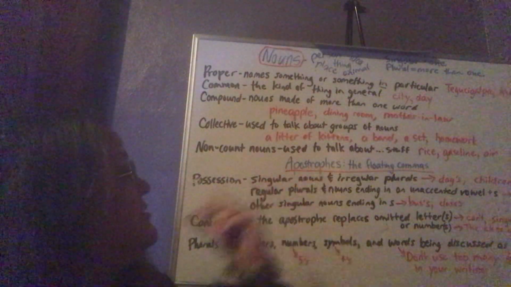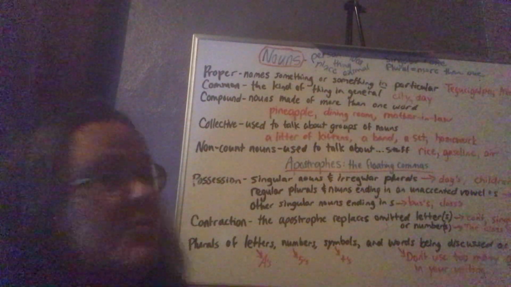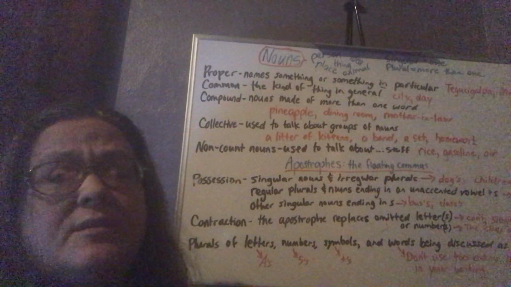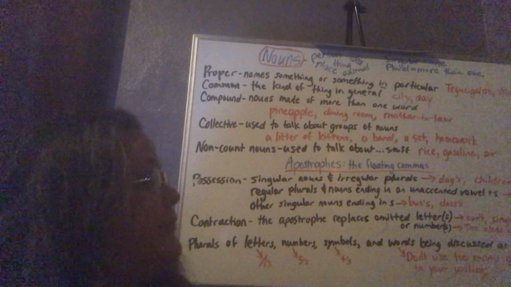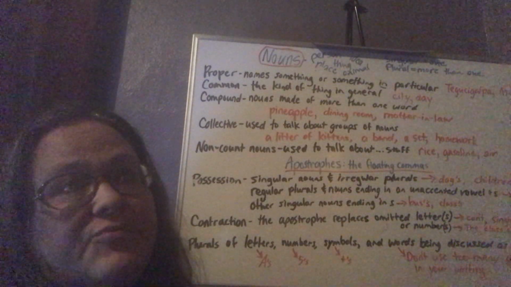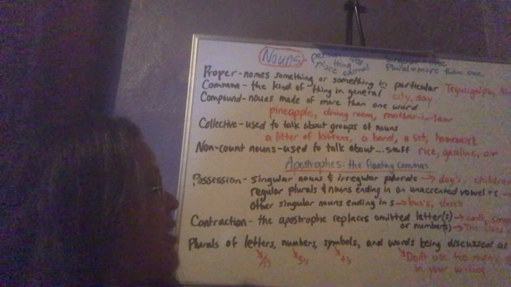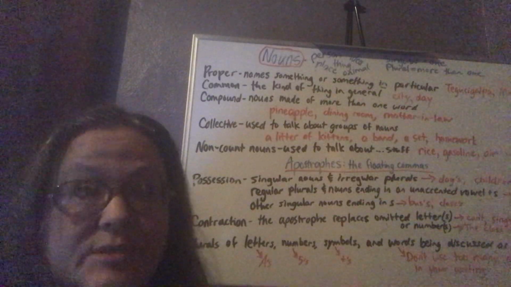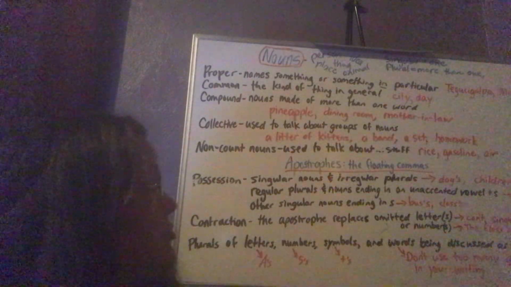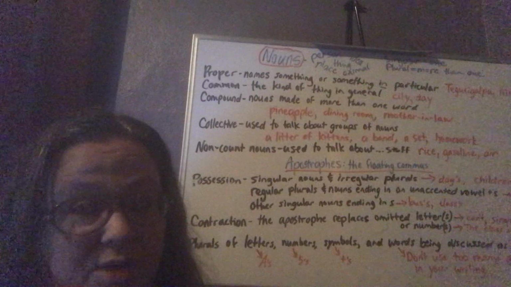Anyway, getting back to this. Singular nouns and irregular plurals are formed with apostrophe S, like this, dog's. D-O-G apostrophe S. I'm hoping you can see that. Children is an irregular plural, and it's formed with apostrophe S as well. Then there are regular plurals. Those are the ones that I was saying before, you add S or ES to the end to make the plural. Regular plurals form their possessive form by just adding an apostrophe.